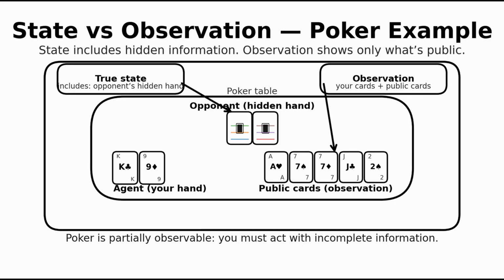If the observation fully matches the state, life is simpler. If the observation is incomplete, the agent needs memory or some way to infer what's going on. That's where recurrent networks or belief states come into play. But that's later in the series. For now, whenever you see RL papers switch from state to observation, they're usually saying the agent doesn't see everything.